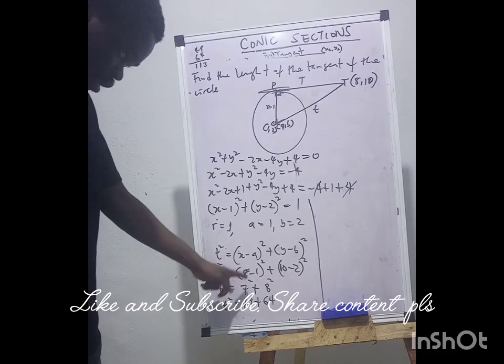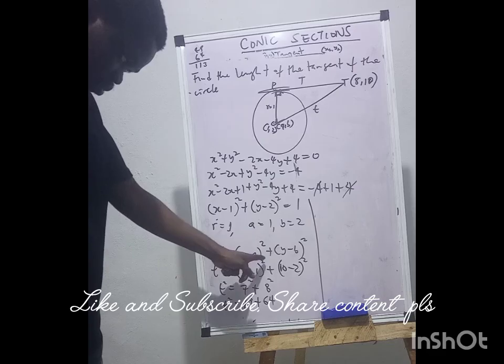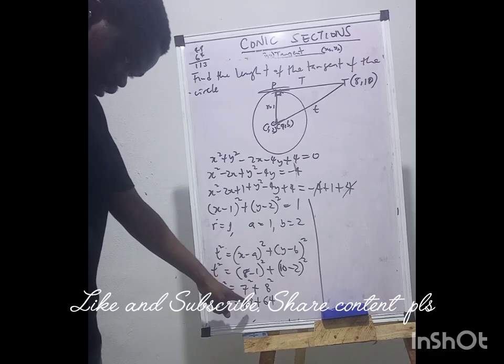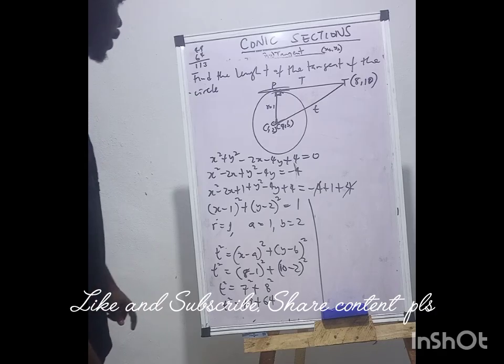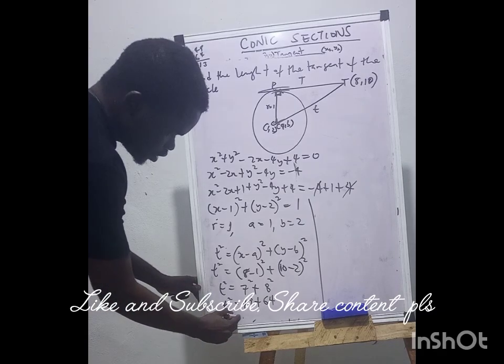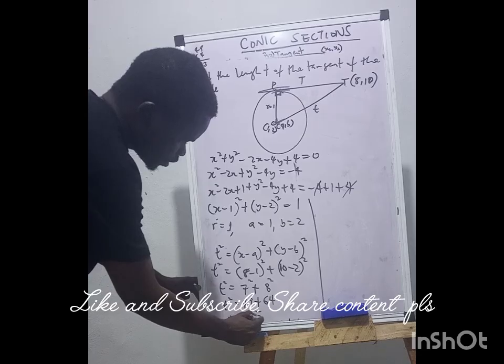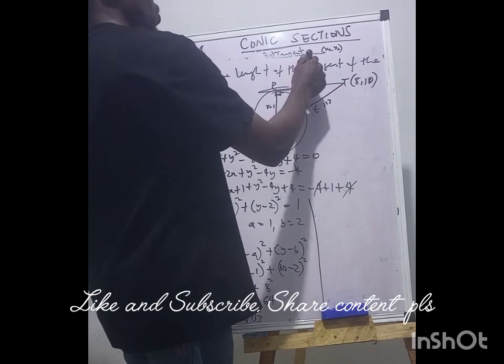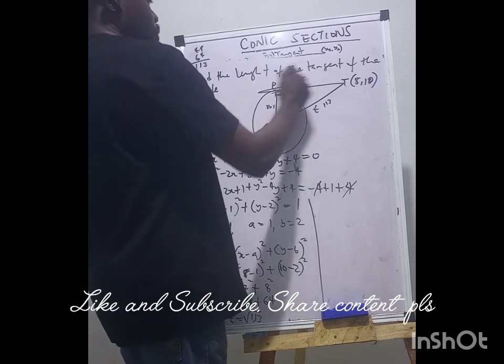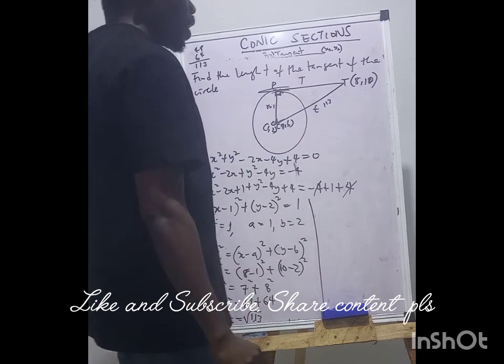8 minus 1 is 7 squared. 49 plus 64 is 113. So t is the square root of 113. So if I have t as the square root of 113, what is the value of this one?